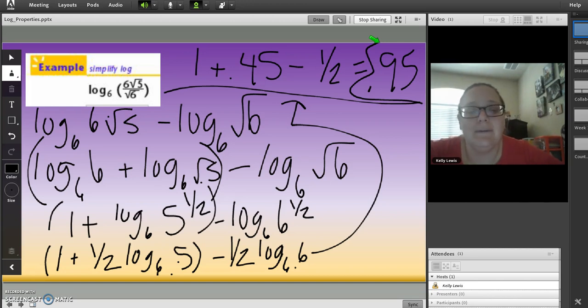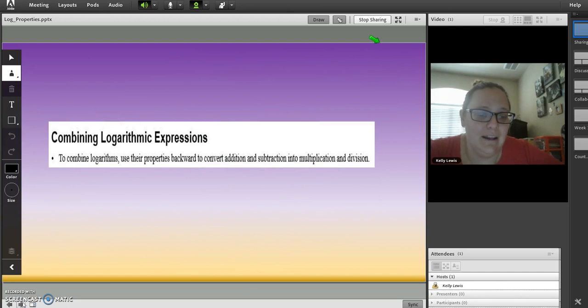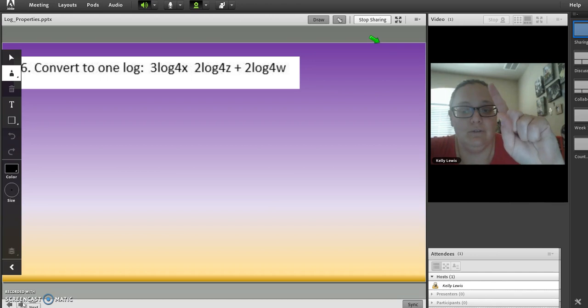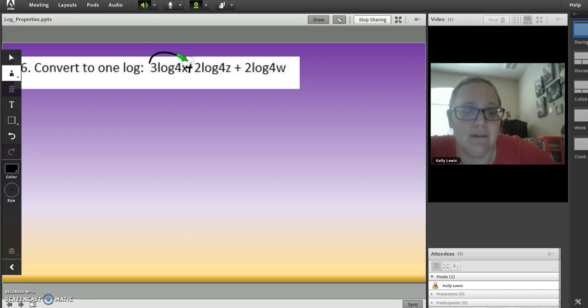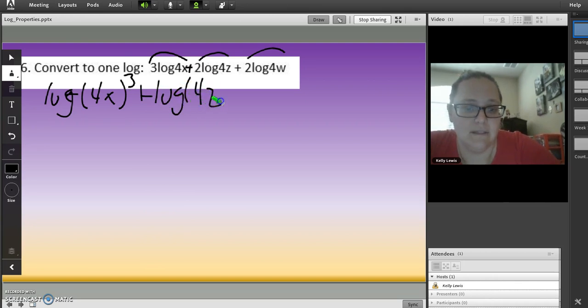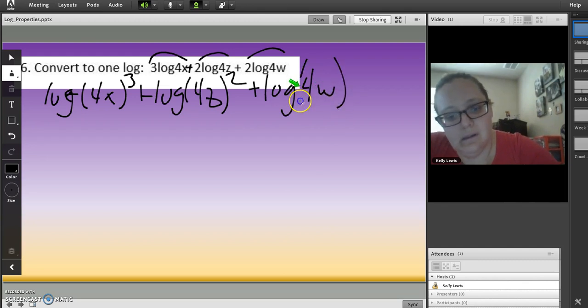That was a little bit harder because it was all numbers and there were several steps to it. All right, now let's combine. So now we have a whole bunch of them and we're going to do it all in one. Right, now we need to take all the front numbers and make them powers. So we have log 4x cubed plus log 4z squared plus log 4w squared.